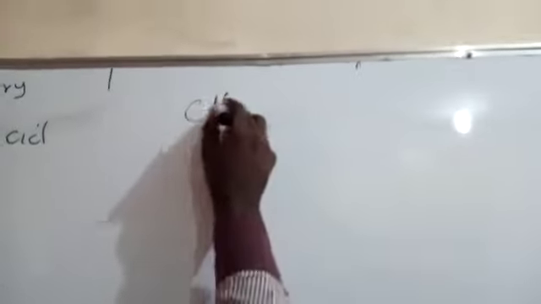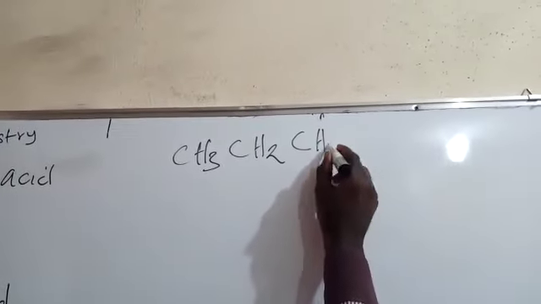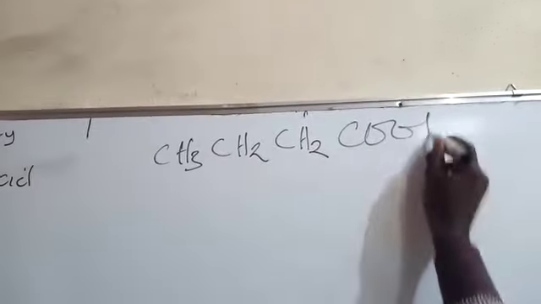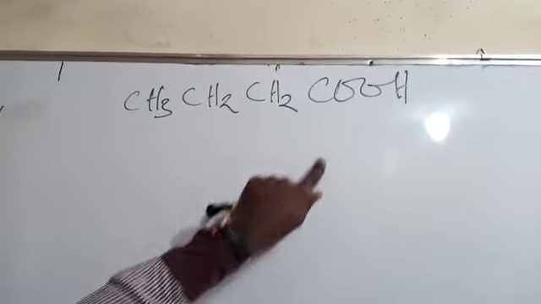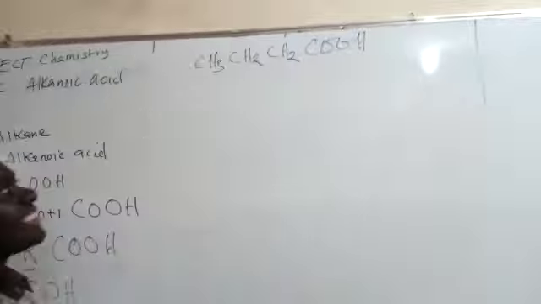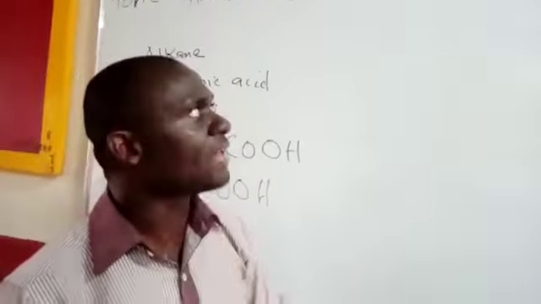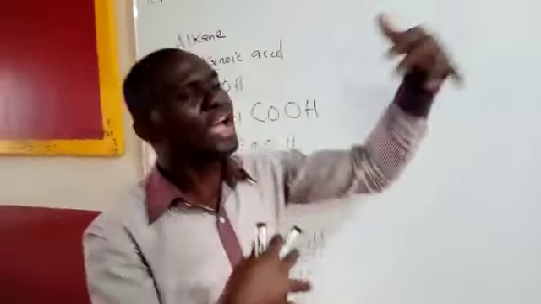If you have up to 4 carbon atoms, like CH3CH2CH2COOH, you count it, you see you have 1 carbon, 2 carbons, 3 carbons, and 4 carbons. And 4 carbon atoms is but. So you call this butanoic acid. So that is how they are named. Now, this carboxylic functional group is the strongest functional group, such that if you have it in a compound, it supersedes every other functional group.